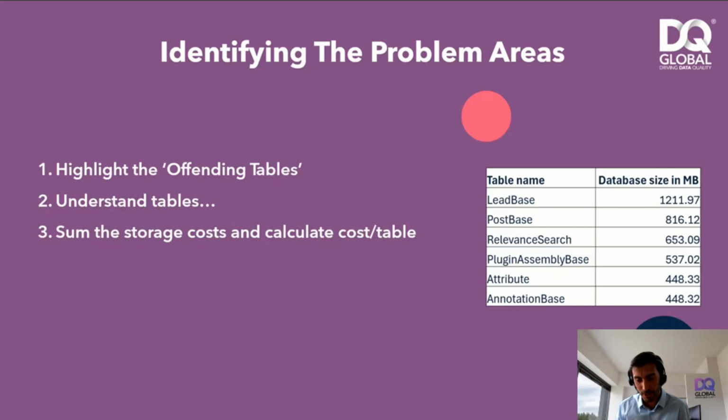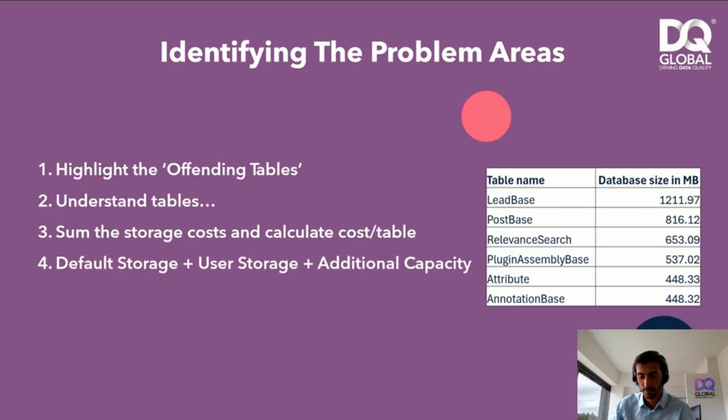So we have the storage per table. We understand the tables now. What we now need to do is understand these tables are Dataverse tables. They're $40 per gigabyte. And we need to sum the storage costs. So we're going to multiply gigabytes by the cost per month, and then we're going to get out what that table is actually costing us per year. And it can be quite big at times. Again, it's a simple calculation you can do in Excel.